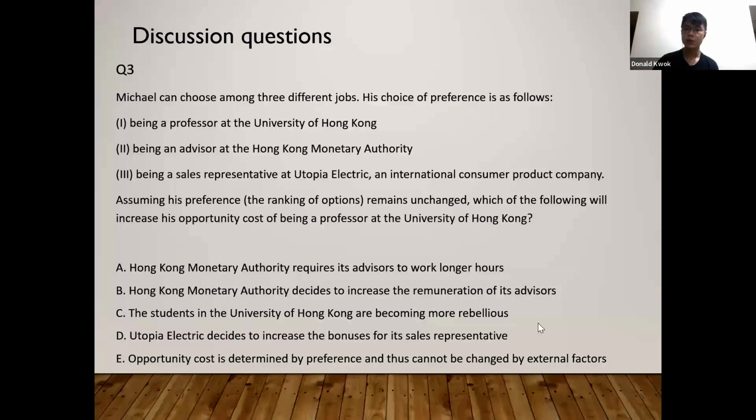So let's see. The first one, HKMA requires an advisor to work longer hours. So this would be increasing the time cost of working in HKMA, right? So this is affecting the cost of option 2, but not option 1.